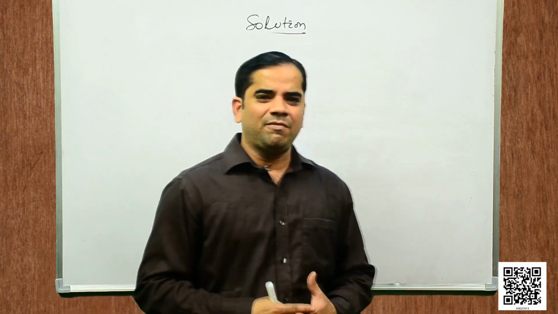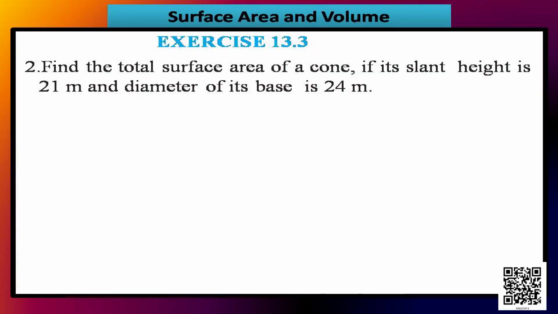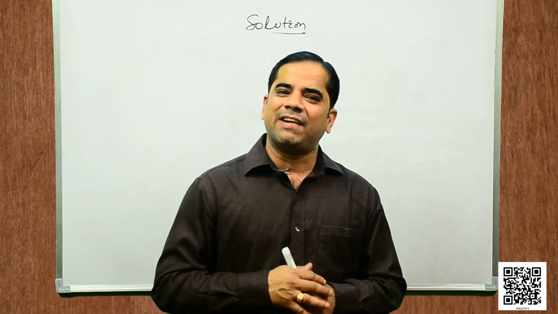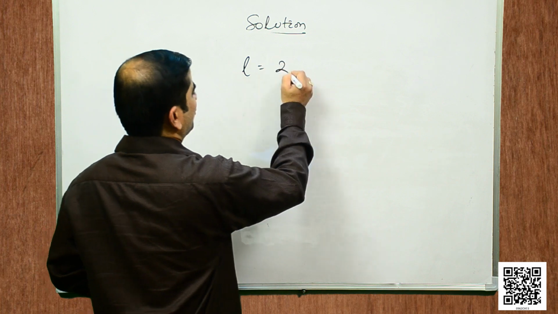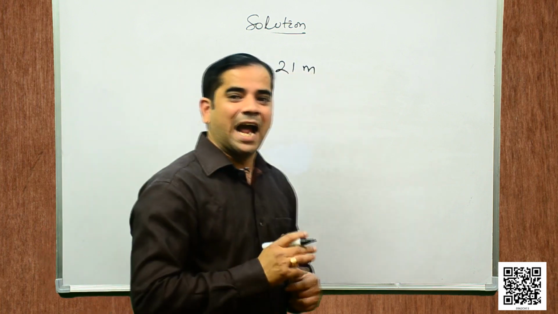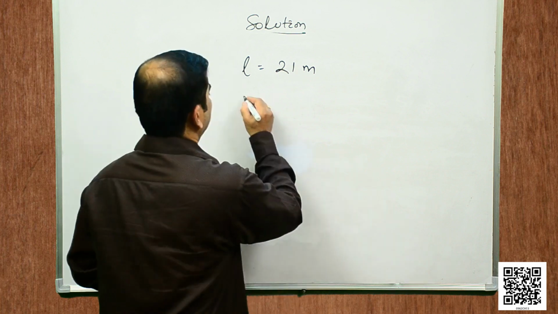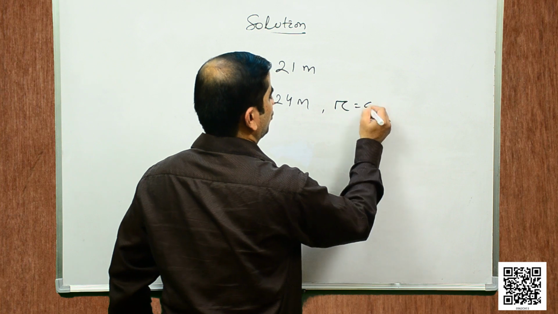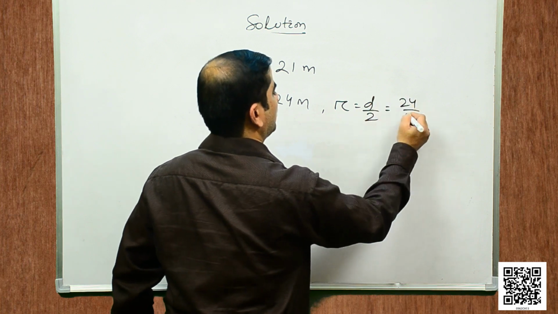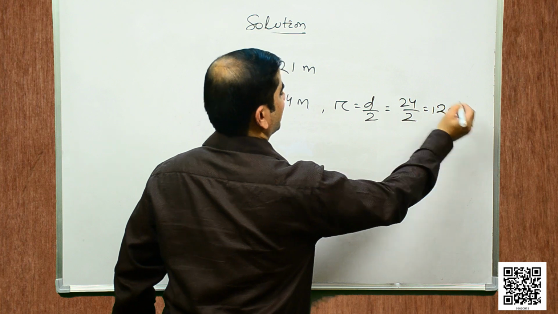Students, let us now solve question number 2. Okay. It says, find the total surface area of a cone if its slant height is 21 meter and diameter of its base is 24 meter. So, let us solve the question. What is the given data? Slant height is 21 meter. So, L is equal to 21 meter and the diameter of the base is 24 meter. So, D is equal to 24 meter, that means R is equal to D by 2, that is 24 by 2 or 12 meter.